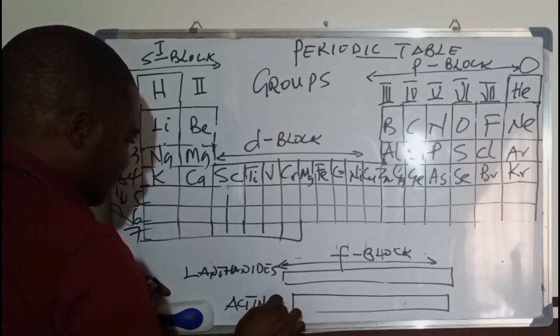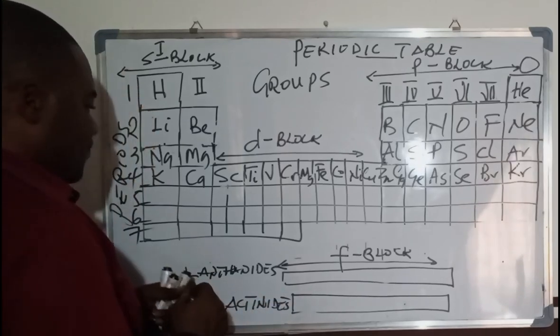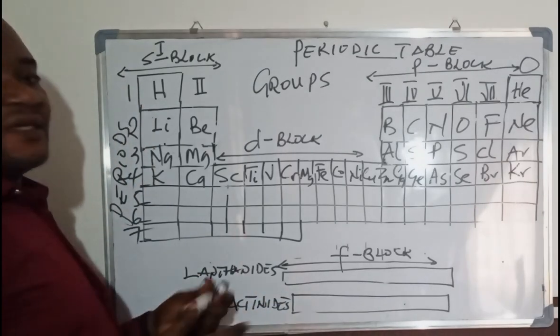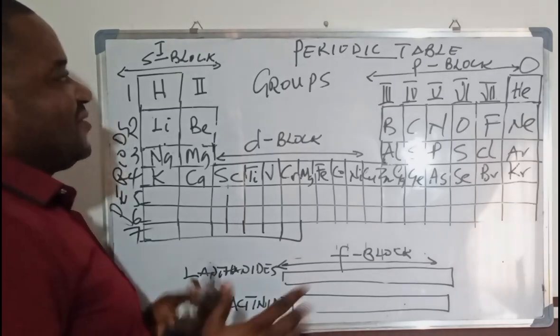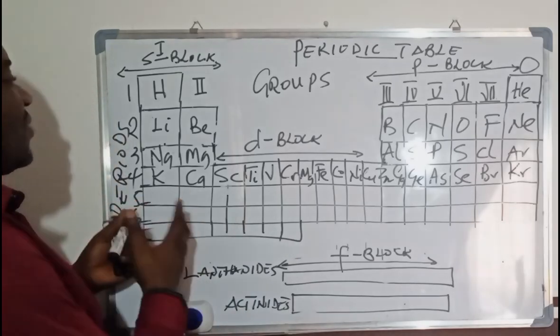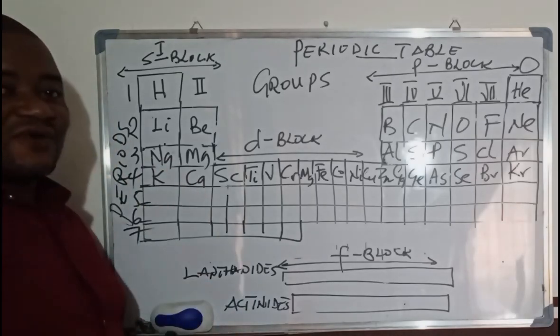And the actinides. So we have the lanthanides and the actinides. They form the F block elements. Interestingly, we are going to take a look at some properties of this periodic table.